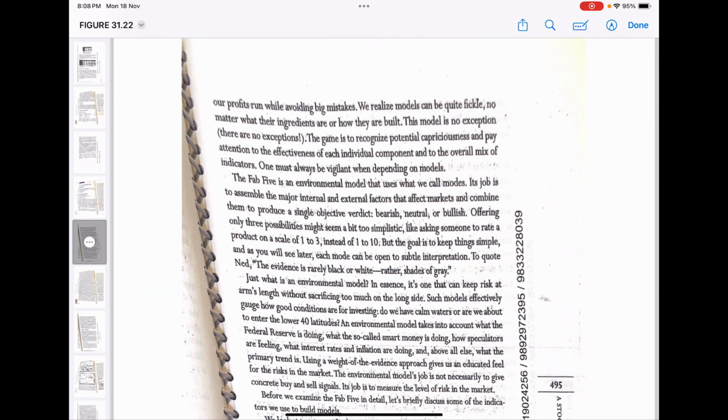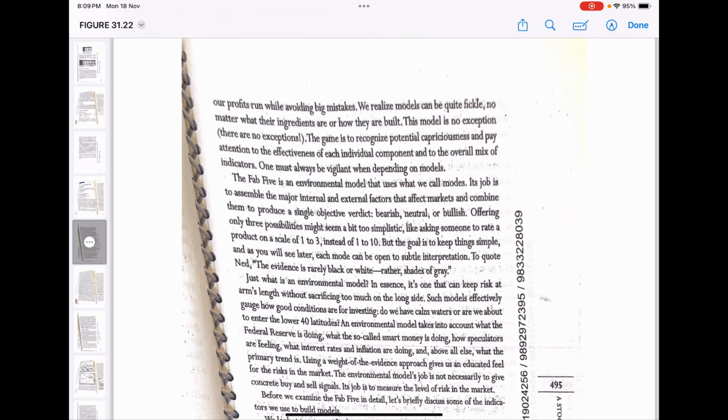We realize models can be quite fickle no matter what their ingredients are or how they are built. This model is no exception. The game is to recognize potential capriciousness and pay attention to the effectiveness of each individual component and to the overall mix of indicator. One must always be vigilant when depending on models. The Fab 5 is an environmental model that uses what we call modes. Its job is to assemble the major internal and external factors that affect markets and combine them to produce a single objective verdict: bearish, neutral, or bullish.